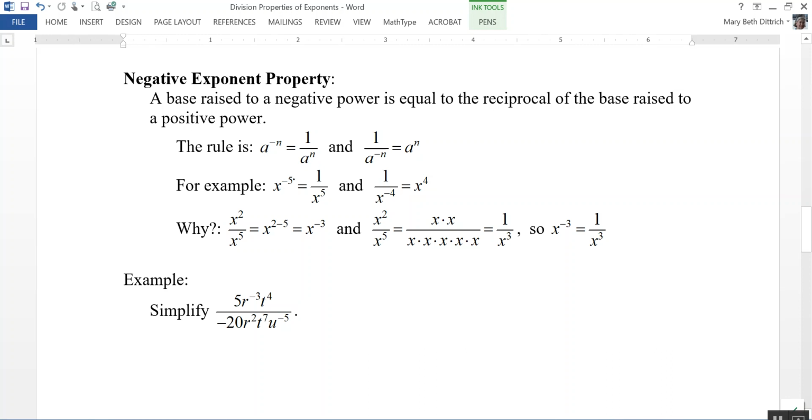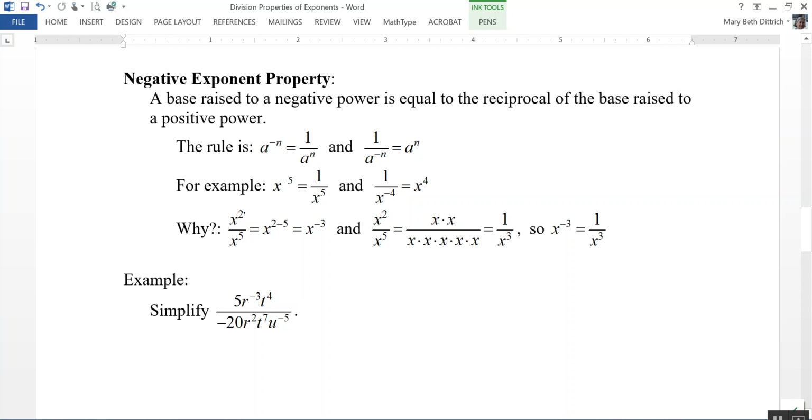So for example, x to the negative fifth is 1 over x to the positive fifth. We can make that exponent positive if we put it in the denominator, and 1 over x to the negative fourth is x to the positive fourth. That negative exponent, if we move it to the numerator, we can make it positive. Why is that true?